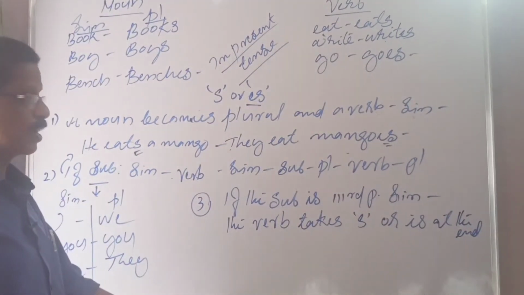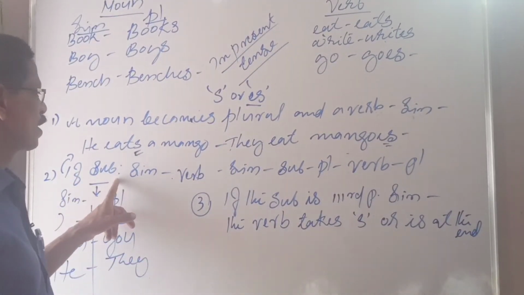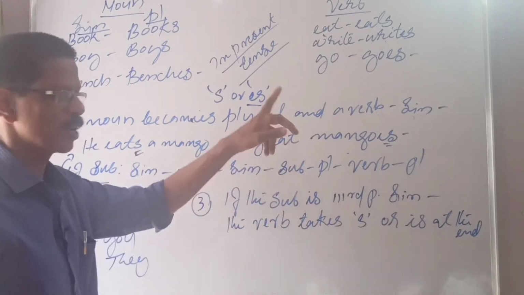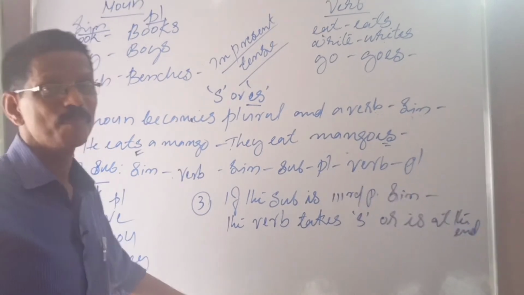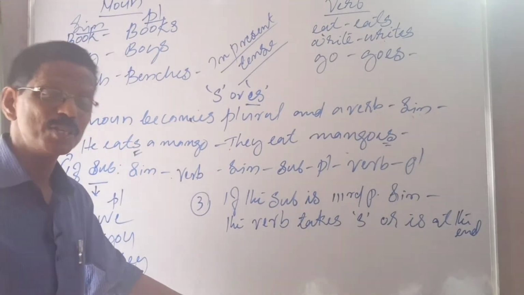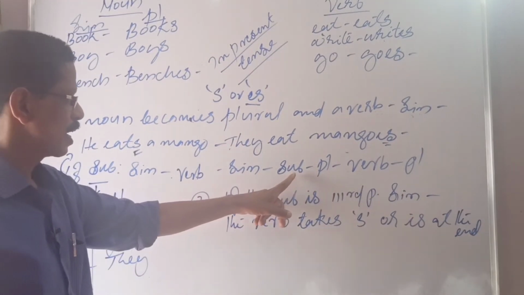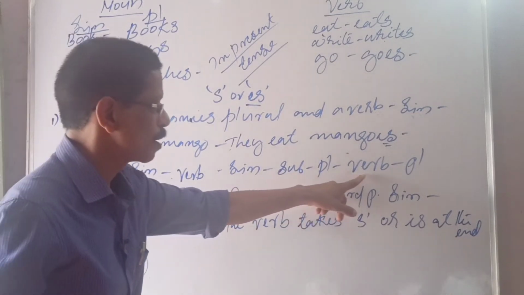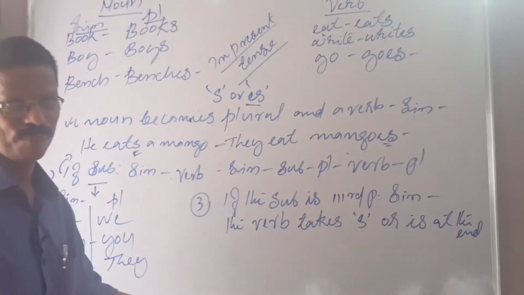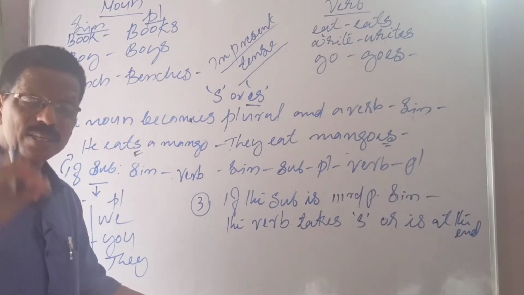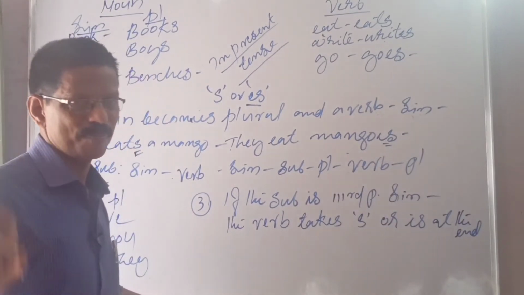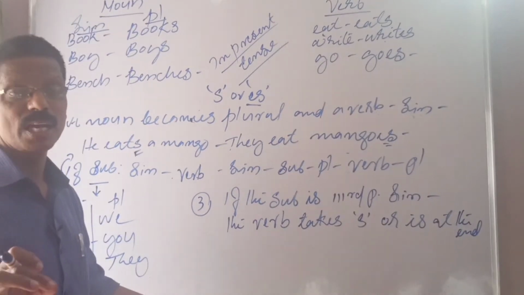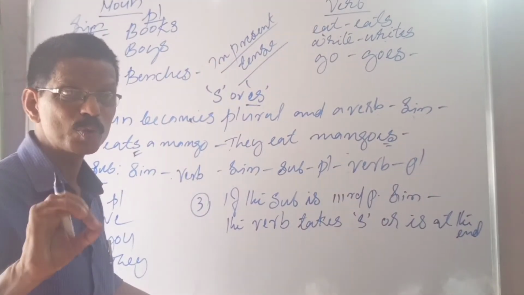Because if the subject is singular, the verb also must be singular. I repeat, if the subject is singular, the verb also must be singular. And if the subject is plural, the verb also must be plural. Is it clear to you?